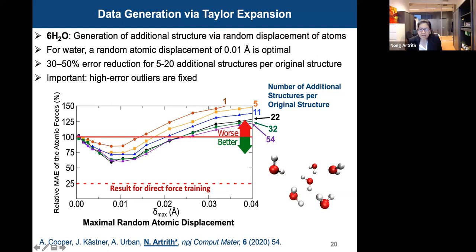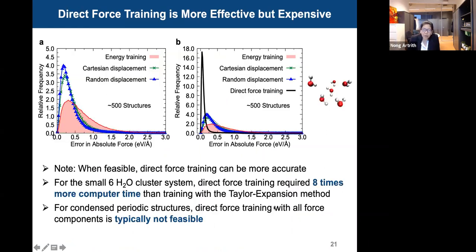But if you increase to very large distances, you can see that it gives not-so-good information on the force errors. This means for each system we need to test and find the right displacement to include in the training set. But the question is how this compares with the direct force fitting, right? You can see that this is the direct force training with the black curve here. This is really very accurate, using all the information. And then we use our method, random displacements, in blue. It's also quite good. It's better than using energy training only.